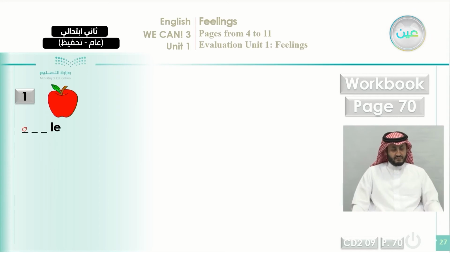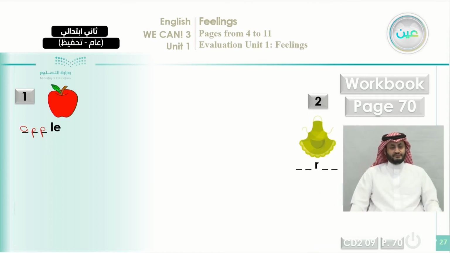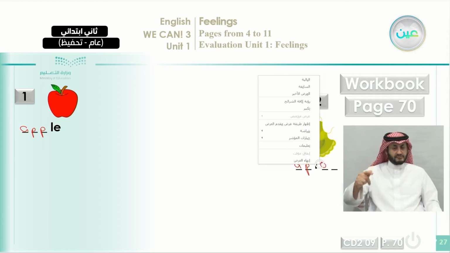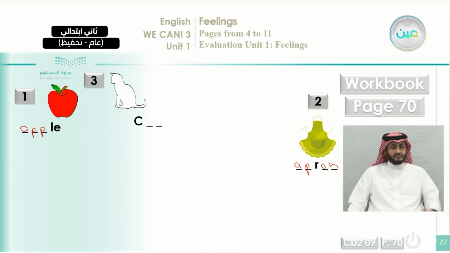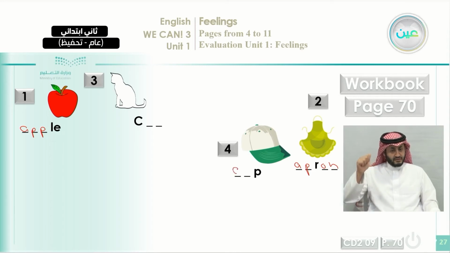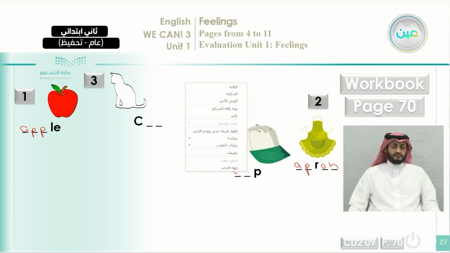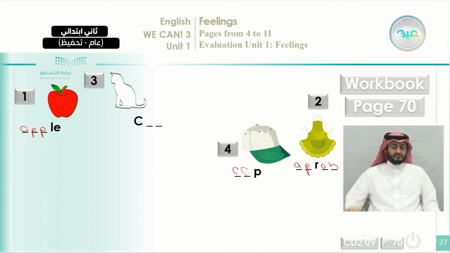Okay, we do like this. A, double P, L, E. Okay. Number 2, this is apron. How do you spell apron? A, P, R, O, N. Okay. Next one, this is what? Exactly, it is a cap. How do you spell cap? Yes, you can remember C, A, P.